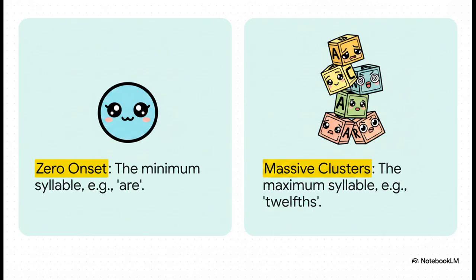But then, on the exact opposite end, you have a word like twelfths. Yes, that whole massive thing is one single syllable. For many of you, your native language might prefer a nice, clean consonant-vowel rhythm. English, however, absolutely loves to stack consonants together into these massive clusters.